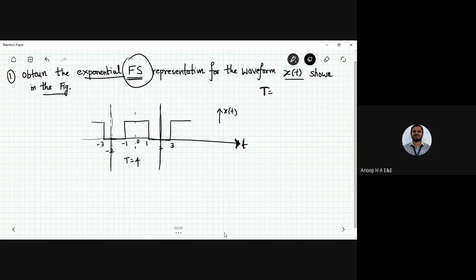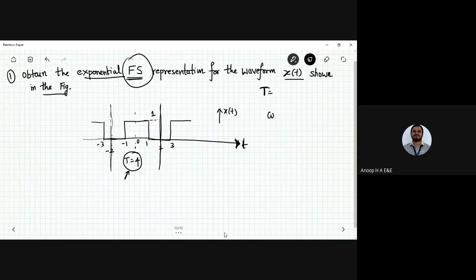This is -2 to -1, where it is 0, and from -1 to 1 it is unity. I think I have not written the magnitude. It is unit magnitude there, and from 1 to 2 it is 0, right? So it is repetitive in nature with the smallest possible constant. This constant is generally called the time period.